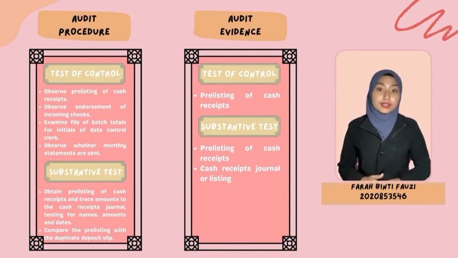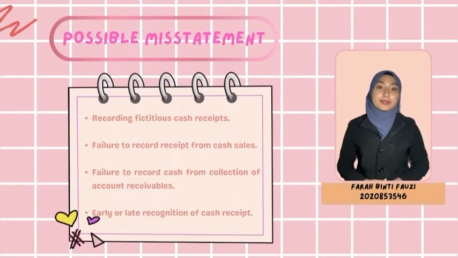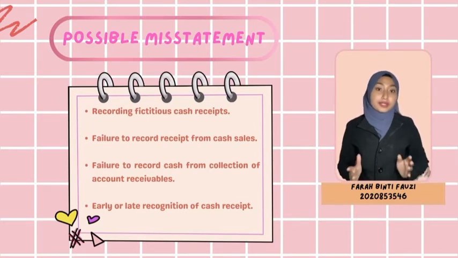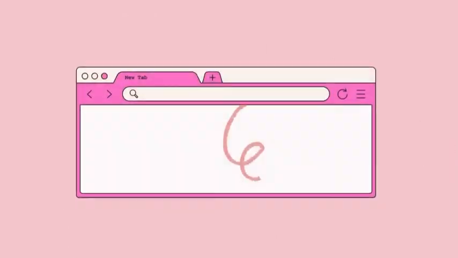The company needs to obtain a pre-listing of cash receipts and trace amounts to the cash receipts journal, testing for names, amounts, and dates, and compare the pre-listing with the duplicate deposit slip. Next, the audit evidence for the test of control is the pre-listing of cash receipts. Meanwhile, for the substantive test, they are the pre-listing of cash receipts and the cash receipts journal or listing. The possible misstatements that the company might make are recording fictitious cash receipts, failure to record receipts from cash sales, failure to record cash from collection of accounts receivable, and early or late recognition of cash receipts.